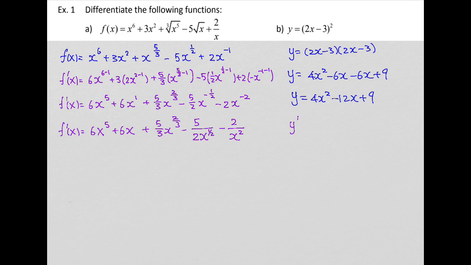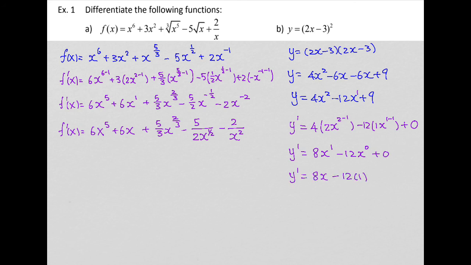So y prime, which is 4 times, bring down exponent 2, x to the exponent 2 minus 1, minus 12, bring down exponent, which is 1, x to the exponent 1 minus 1, and 9 is a constant, so it becomes 0. And we simplify it, so you get 4 times 2 is 8, x to the exponent 1, minus 12, x to the exponent 0, plus 0, and anything to the exponent 0 is 1. So minus 12 times 1. So your differentiation will be 8x minus 12.